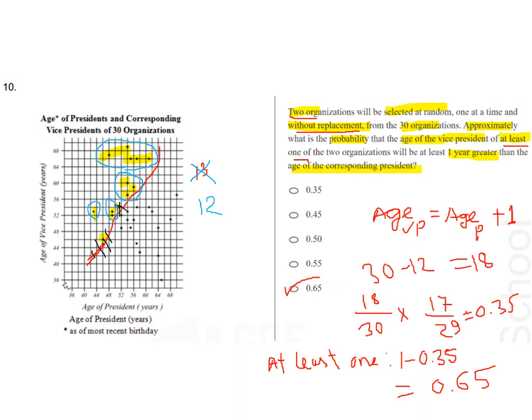To find the at least probability, we'll take the difference of 30 and 12 and we get 18. So from 30 organizations, we'll pick 18. So we have taken one organization. So in the pool, there remain 29 organizations and 17 organizations where the age of the vice president is equal to or less than the president. So the result of the multiplication is 0.35, and to find the at least probability, we will subtract it from the highest probability, that is 1. So 1 minus 0.35 equals 0.65.